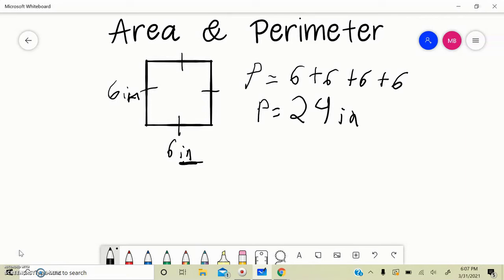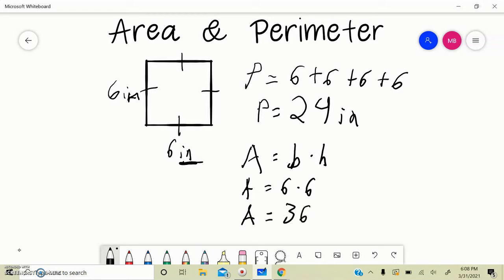So now let's try and calculate my area. Remember, my area is base times height. So I'm going to plug that in. So I have A is equal to 6 times 6. My area is going to be 36. But I'm going to continue my units.